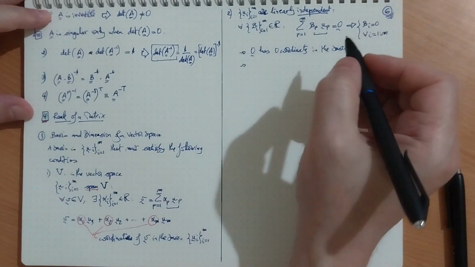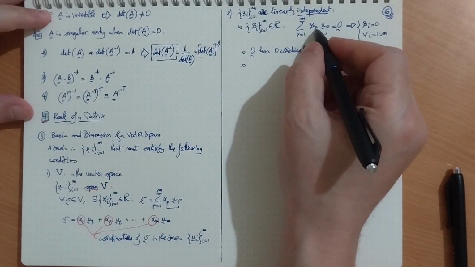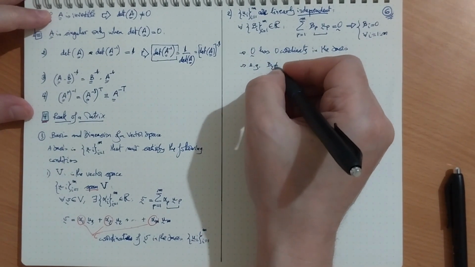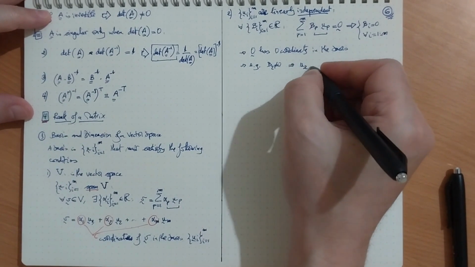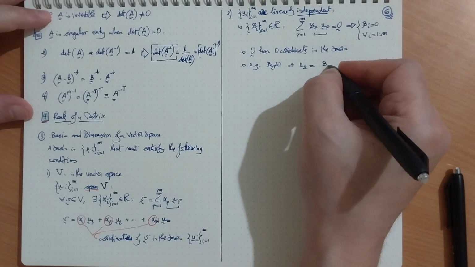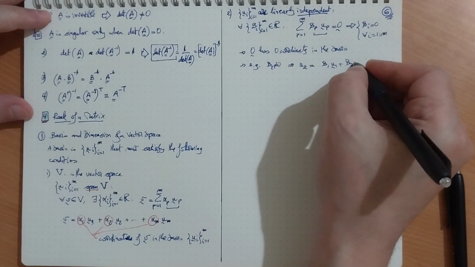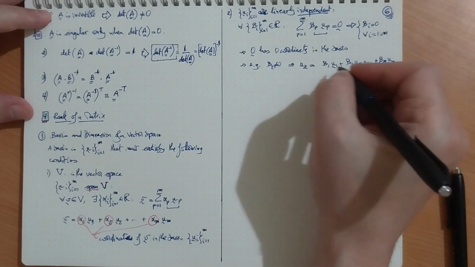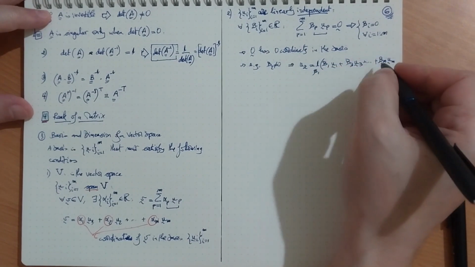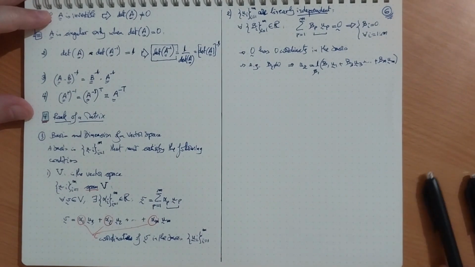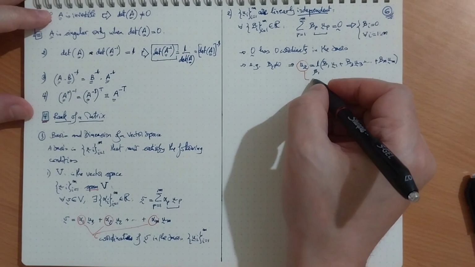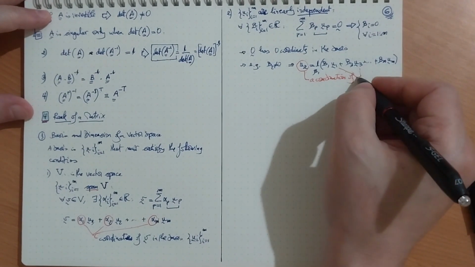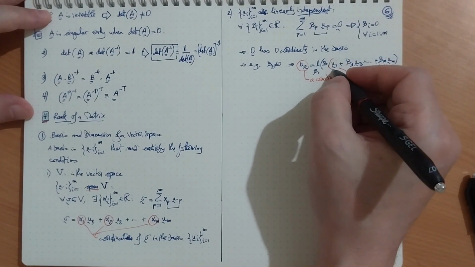We can also say that, suppose, for example, that beta 2 is different from 0. Then you can write U2 as a combination: beta 1 U1 plus beta 3 U3, etc., till beta m Um, times 1 over beta 2. So we are writing U2 as a combination of the other elements in the basis, the other vectors in the basis.